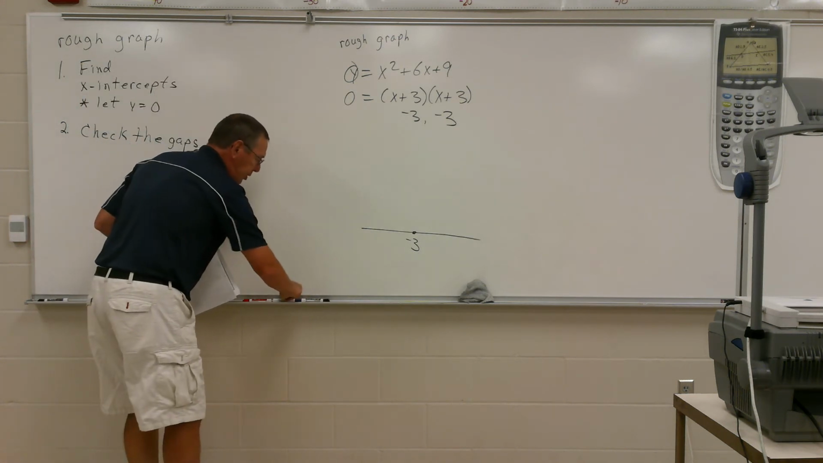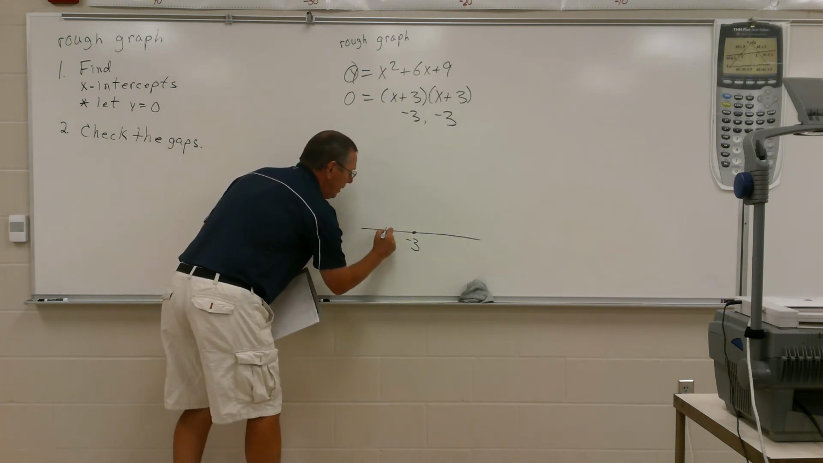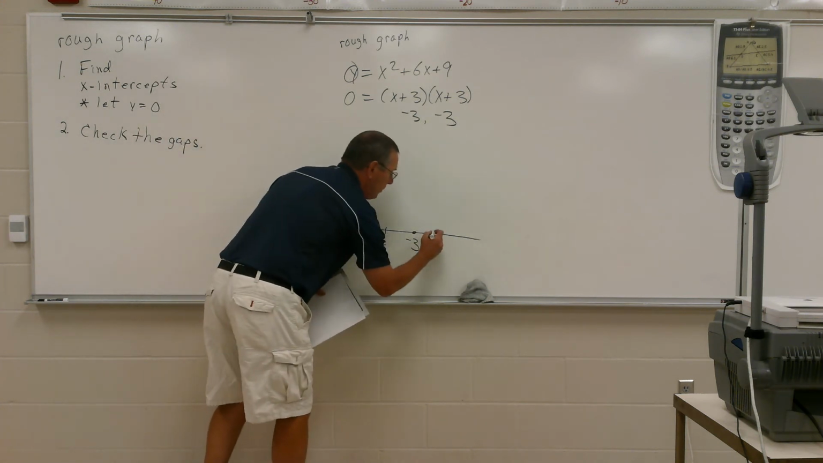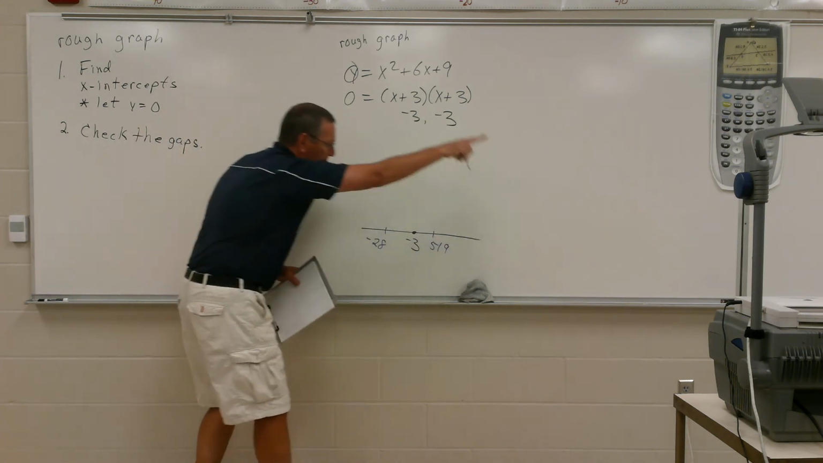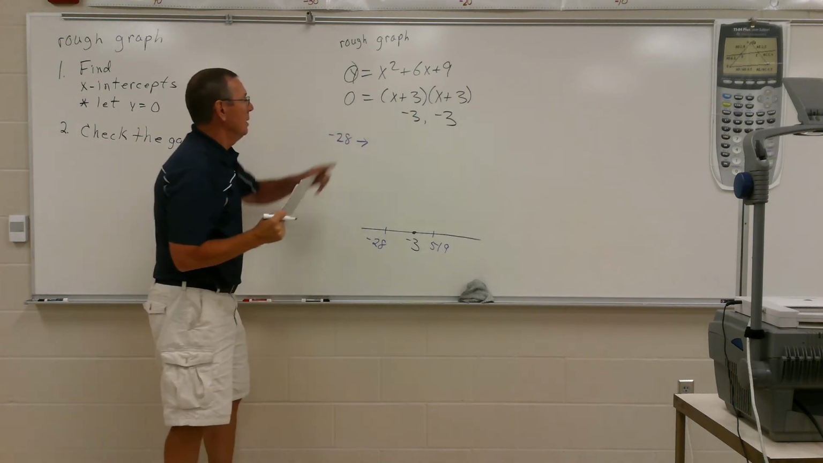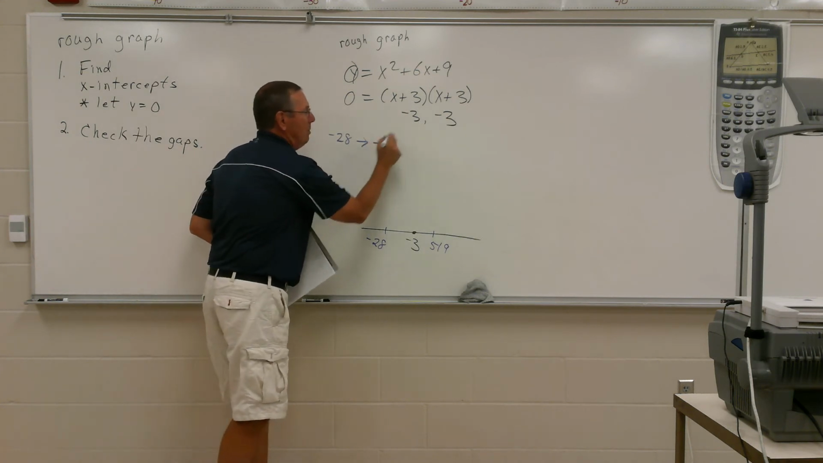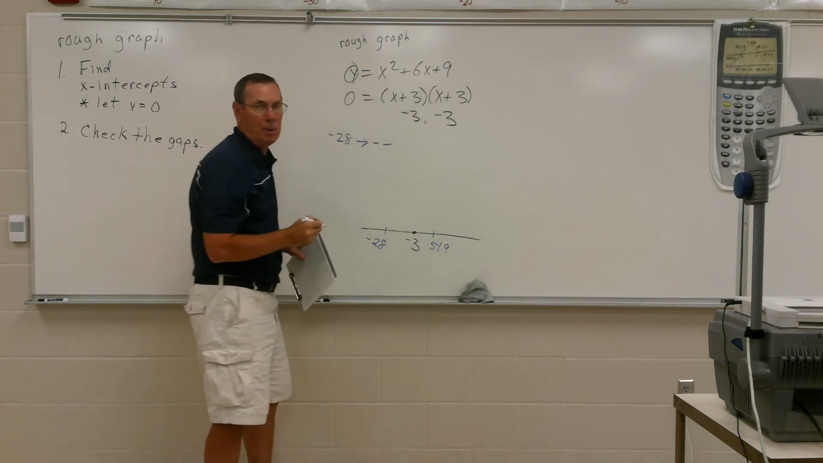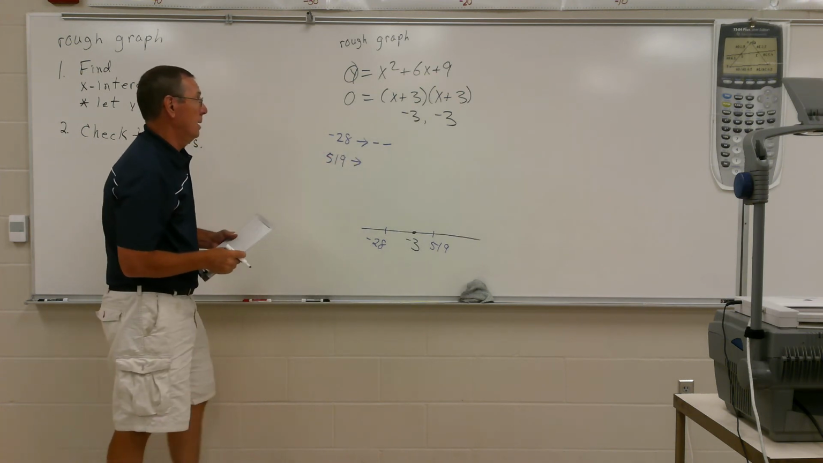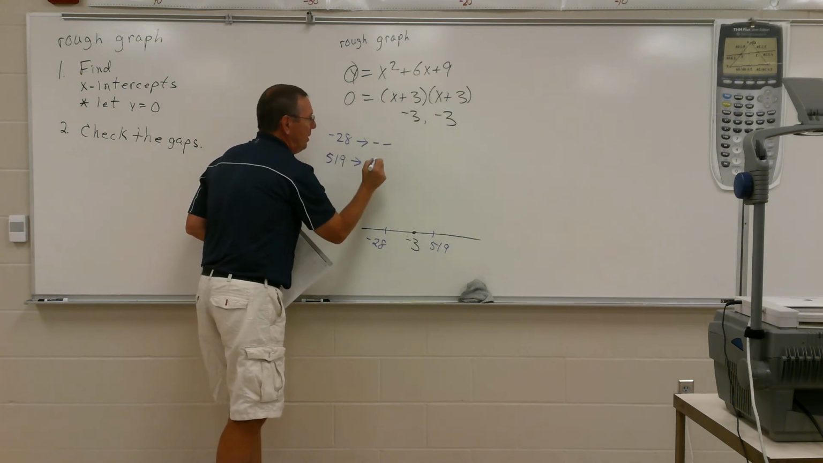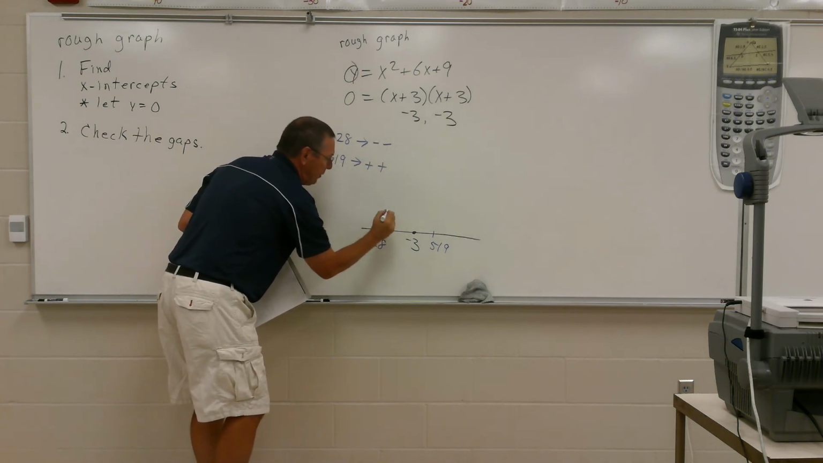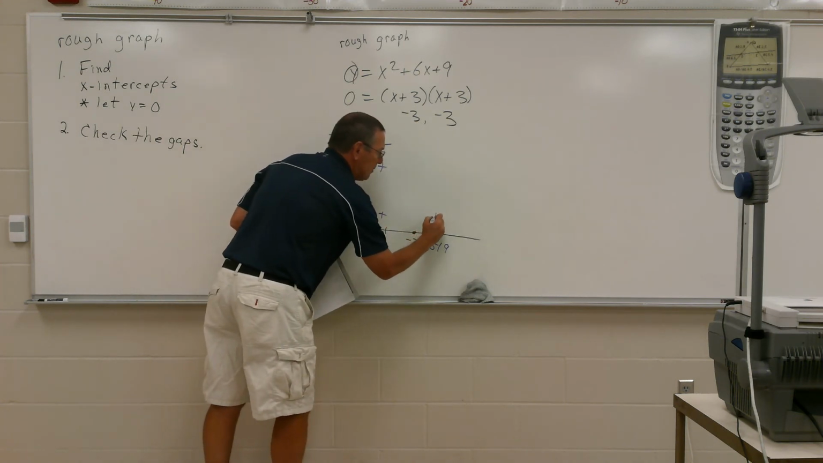I've only got 2 gaps to check this time instead of 3. How about a -28? That's out in this gap. How about a 519? That's out in that gap. If I put the -28 in, -28 plus 3 is a negative number. -28 plus 3 is a negative number. If I put the 519 in, 519 plus 3 is a positive number. 519 plus 3 is a positive number. Negative times negative will be positive for that gap. Positive times a positive will be positive for that gap.